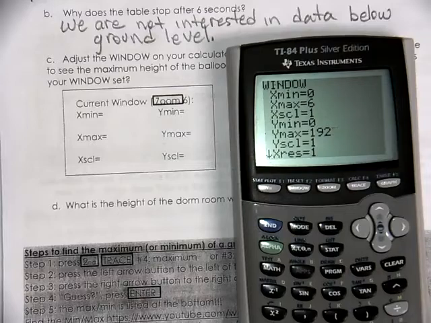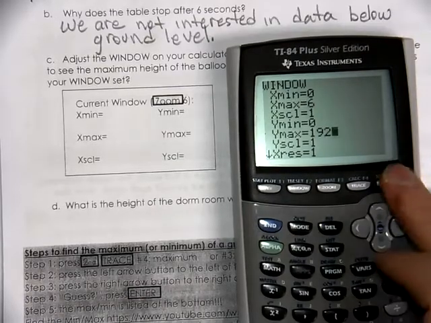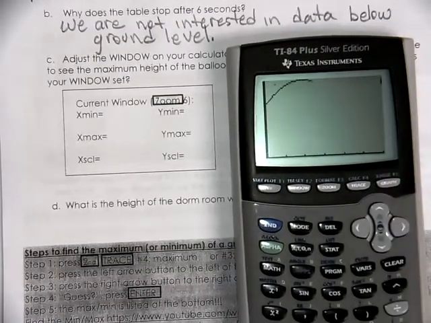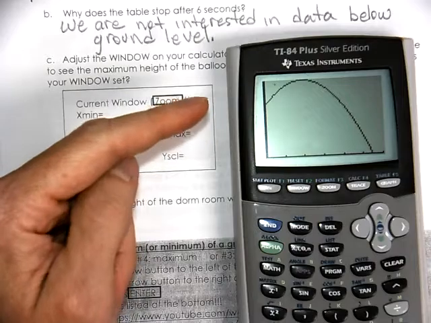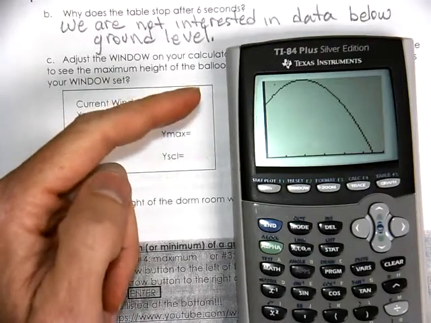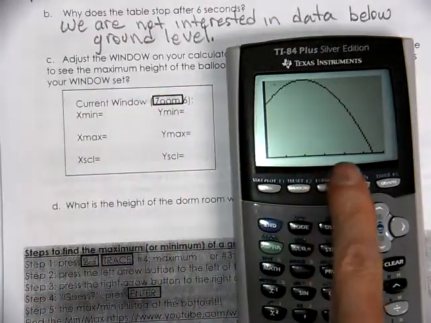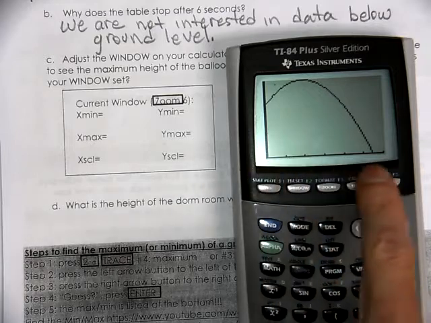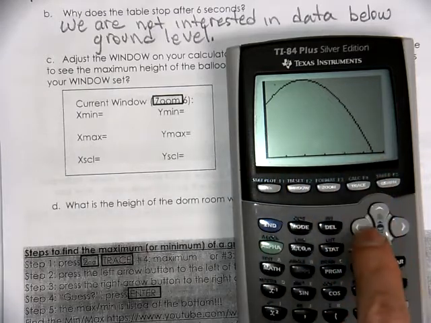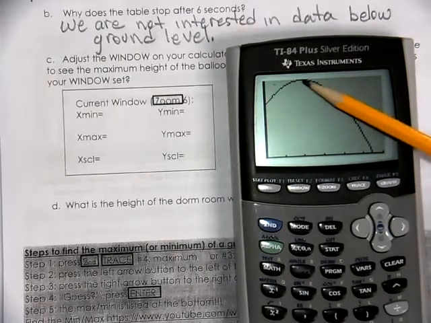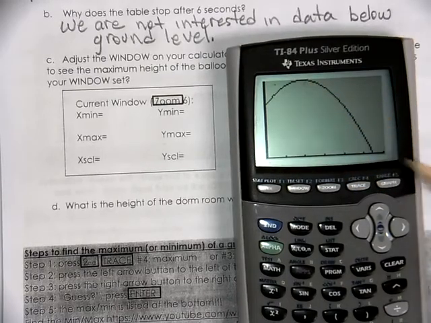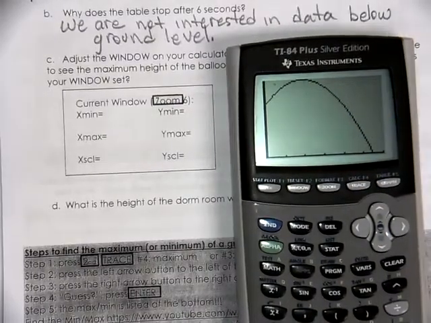192 is the maximum height, and if you hit graph, you can start to see what's happening here. We've cut off the second quadrant, that's way over here. We don't care too much about negative time. We've cut off the fourth quadrant because we don't care about negative depth. We just want to go to the ground. And we take our vertex right up to the very edge. We're using as much of our screen as we can. That's great.